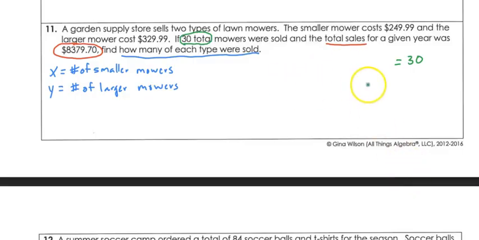So my two totals, I have the total number of mowers sold. So how do I get how many mowers were sold? Well, I would add the number of smaller mowers plus the number of larger mowers sold, and I know that has to equal 30. Then for the total sales, the smaller mower costs $249.99, so that means $249.99 for each small mower, plus $329.99 for each large mower, aka y, and that's going to be equal to $8,379.70.